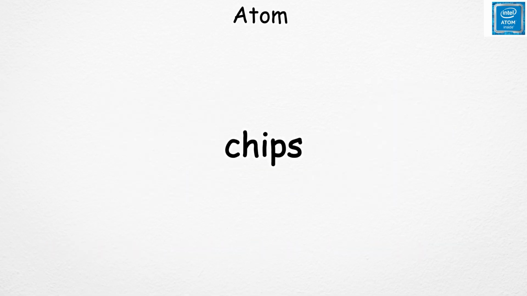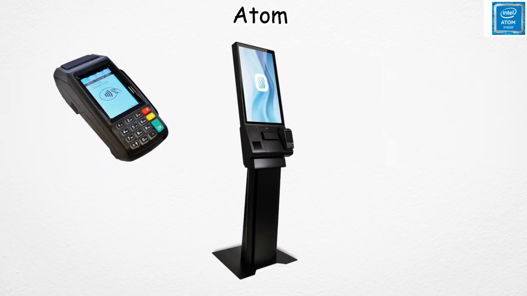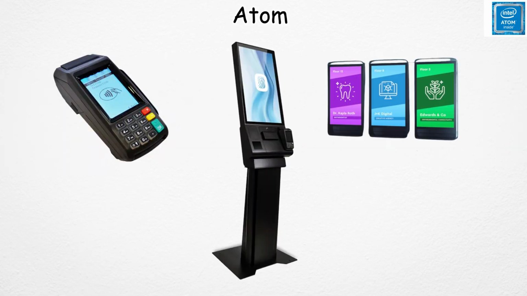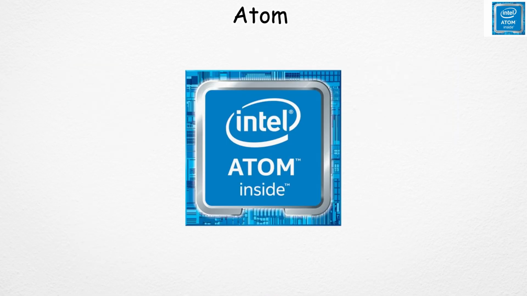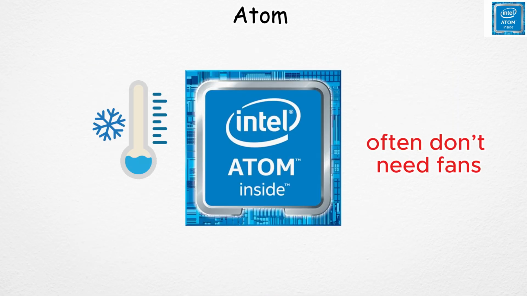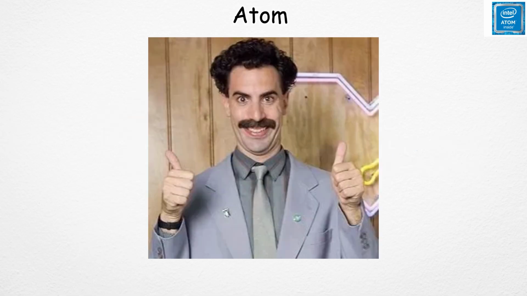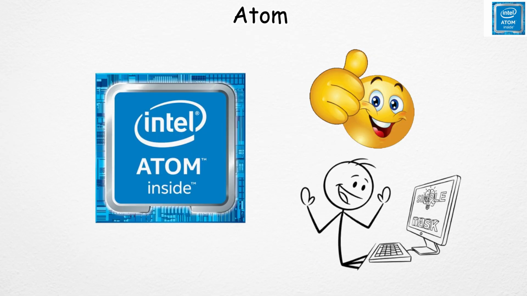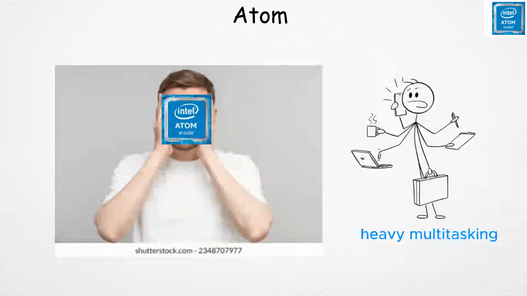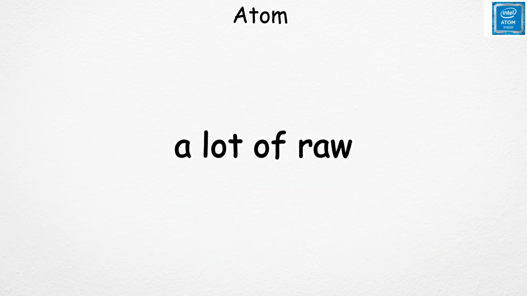You'll find Atom chips in things like payment terminals, kiosks in malls or airports, digital signs, routers, and IP security cameras. Because they use so little power, they run cool and often don't need fans, which is great for quiet, sealed, or dust-proof systems. The downside is performance. Atom is great for simple, focused tasks, but it quickly struggles with heavy multitasking, demanding apps, or anything that needs a lot of raw speed.